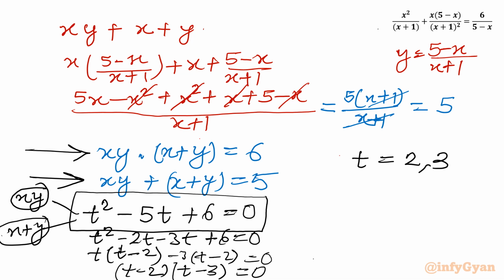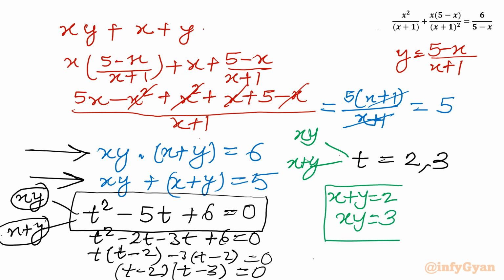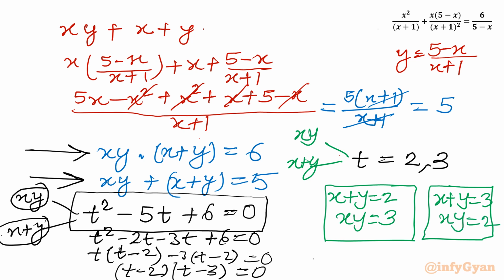Now remember what t is. T is xy and x plus y. So I will consider two systems. Once I will consider x plus y equal to 2, then I need to consider xy equal to 3, one system. And the second system would be the reverse of that. X plus y I will consider 3, so xy will be equal to 2. Let's solve both the systems.